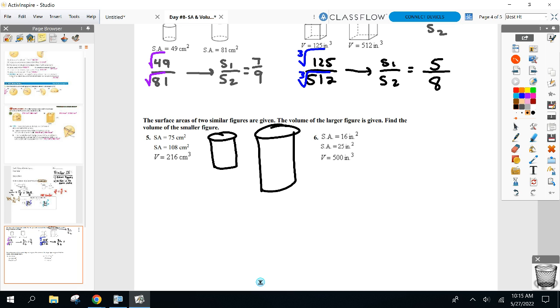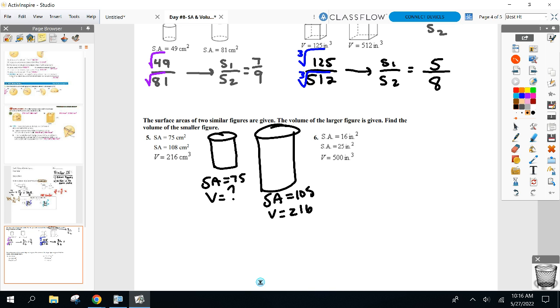Here's what this problem is saying. The surface area of the smaller one is 75. Surface area of the bigger one, 108. And the volume of the larger is given. So the volume of the larger is 216. What's the volume of the smaller?